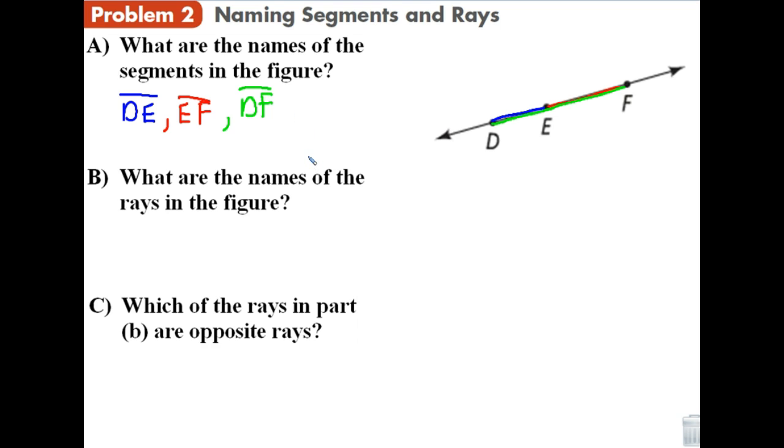Okay, so 3 different segments. Now there's multiple ways to name them. Instead of DF, I could have said FD, just flipping the letters around. But this question isn't asking us to name them in all the different ways. It's just saying name the different segments.